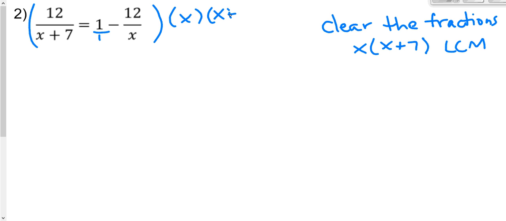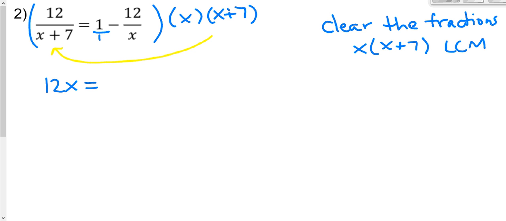And as you saw in the last lesson, if I'm multiplying these by multiple things, I'm not going to actually physically cross them out because then I might forget to use them again. So I'm going to multiply the left side of the equation by both of these. The x plus 7 on the bottom will cancel with the x plus 7 on the top, and we're left with 12x.